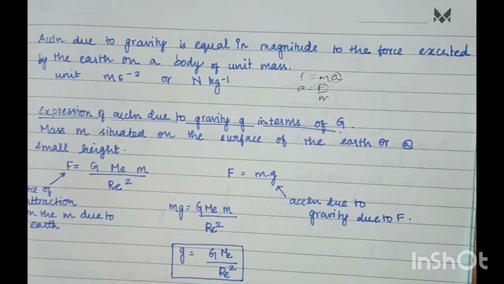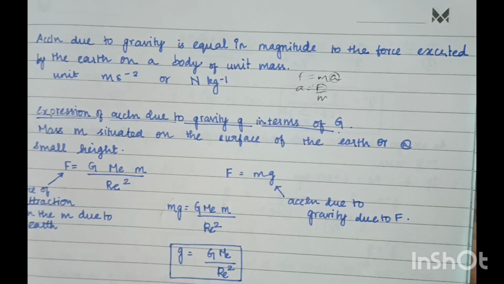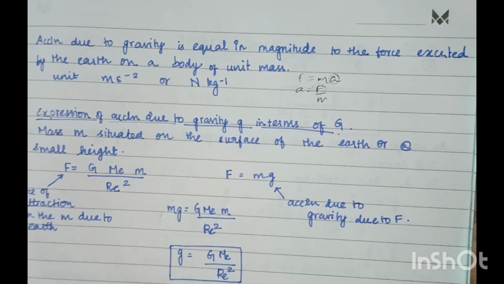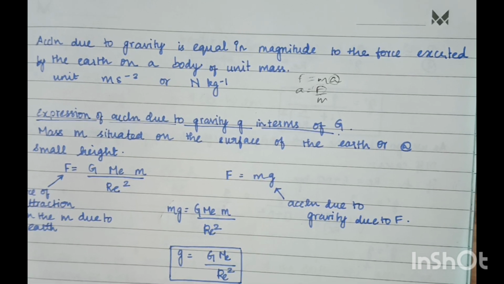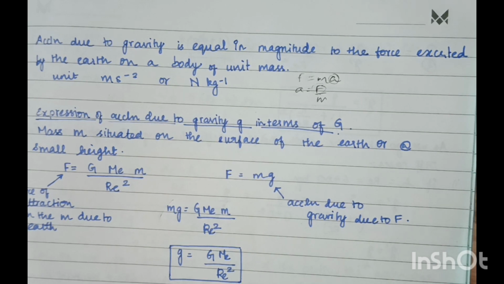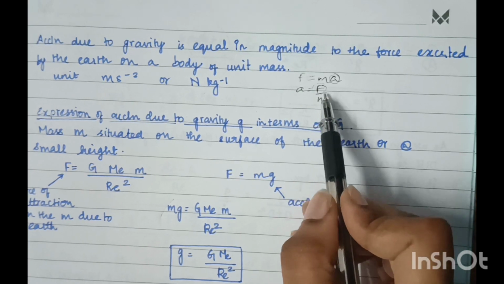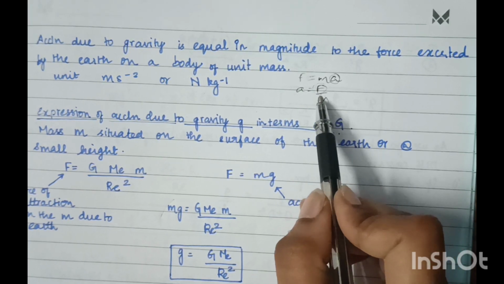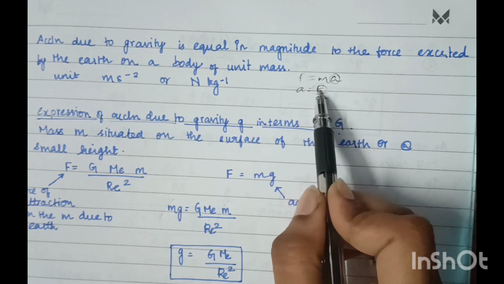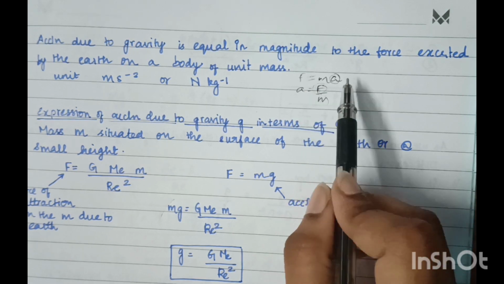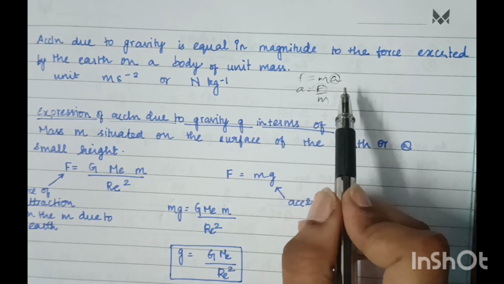Acceleration due to gravity is equal in magnitude to the force exerted by the earth on the body of unit mass. So they are saying acceleration due to gravity is nothing but force. We know acceleration is F by m, and if m is 1, that is if it is unit mass, then acceleration will be equal to force. What is that force? It is the force exerted by the earth on that body.